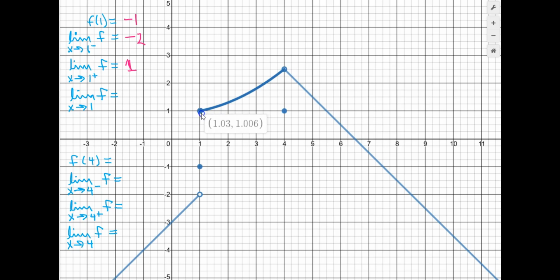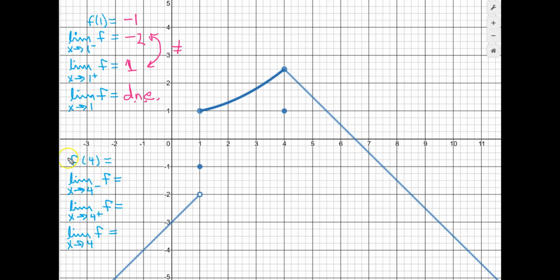And so you see the y coordinates are getting closer to 1. Currently y is 1.008. Alright. Now what is the full limit? Well, the full limit, since our left and right hand limits here are not equal to each other, the full limit is going to DNE. It does not exist.